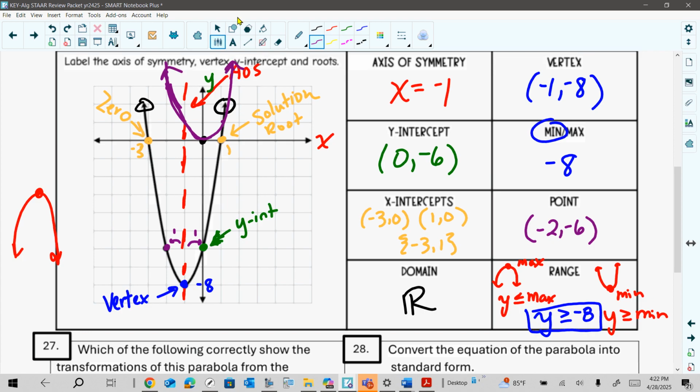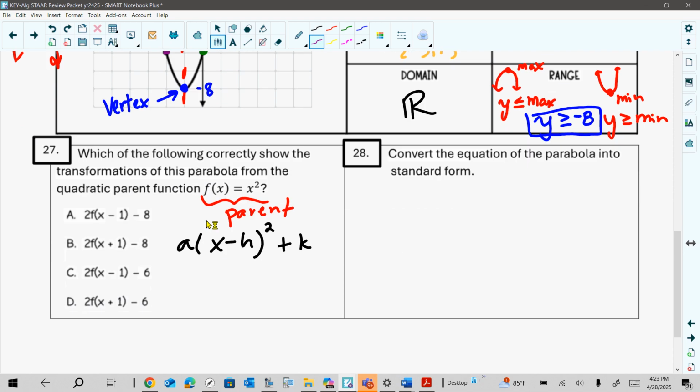So what they're asking is, if this is the parent, how did it transform to the black? Well, if I just go based on the vertex alone, it shifts over 1 unit to the left, and then it came down 8. So if I'm looking at left 1 and then down 8, remember left, even though on the number line going to the left is negative, we have to do the opposite. So this would be (x + 1) squared, down 8. That would end up being minus 8.